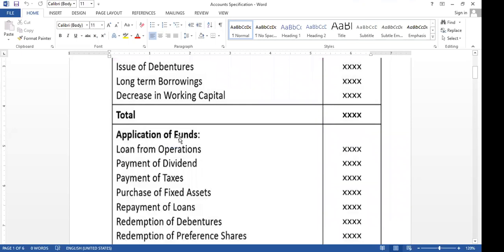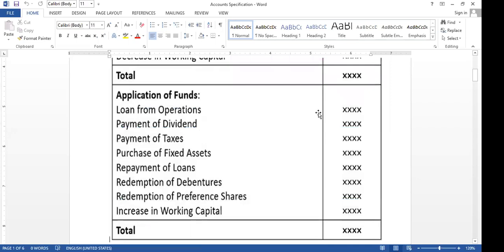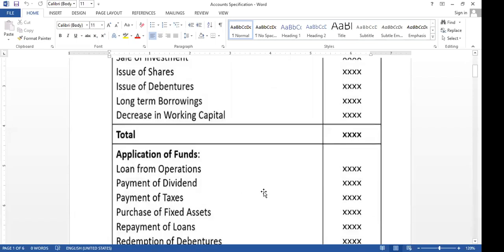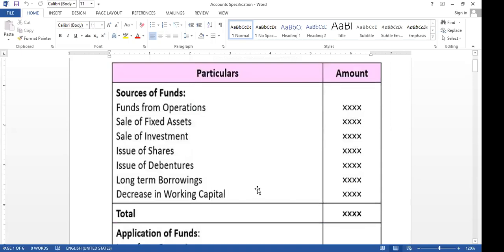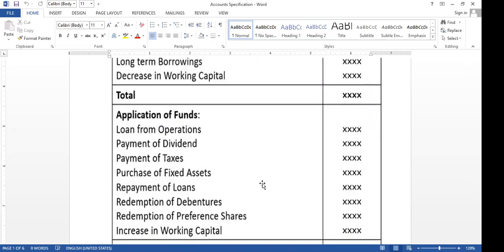And the second one is application of funds: loss from operations, payment of dividends, payment of taxes, purchase of fixed assets, repayment of loans, redemption of debentures, redemption of preference shares, increase in working capital, and get the total. This shows the difference between the inflows and outflows of funds in the company.